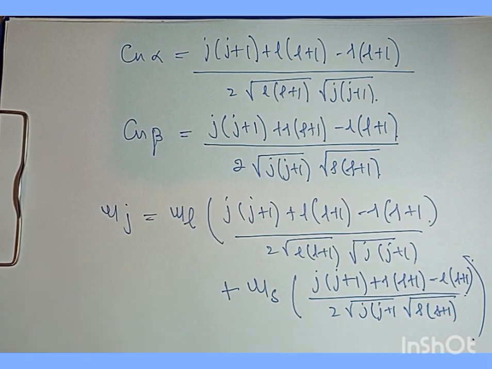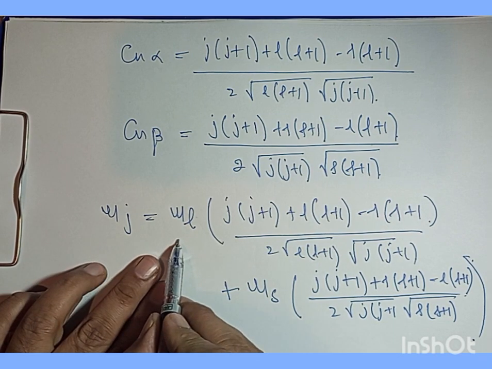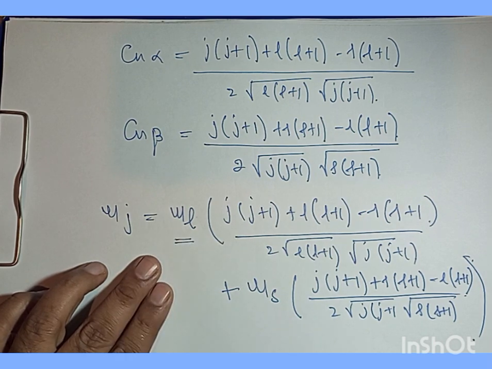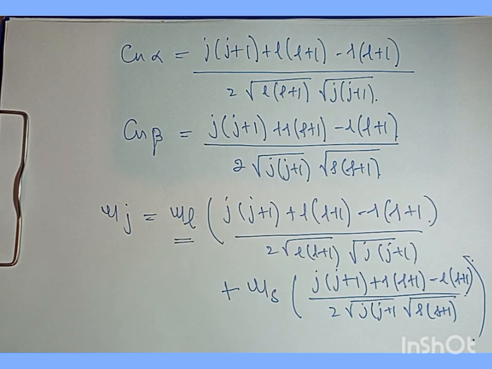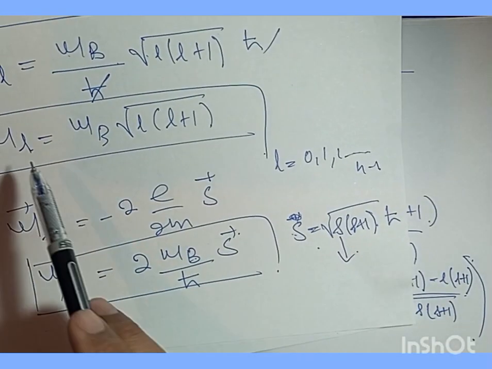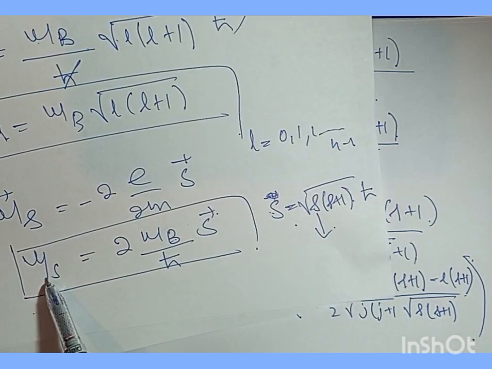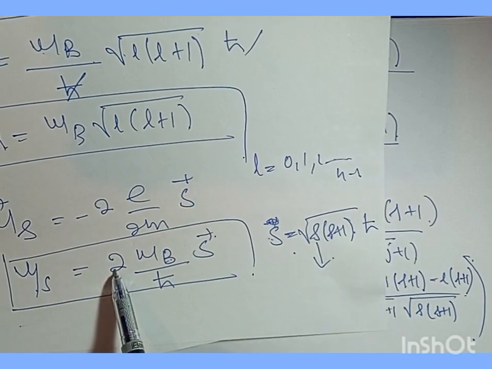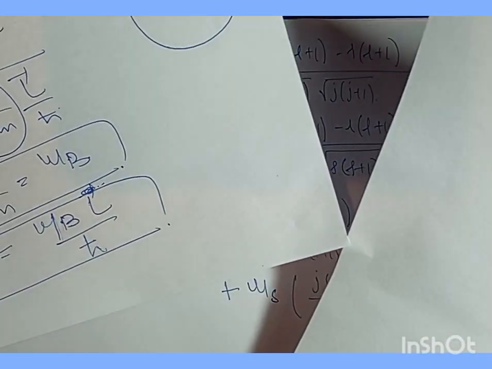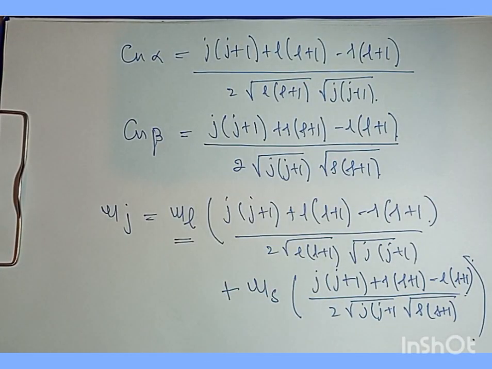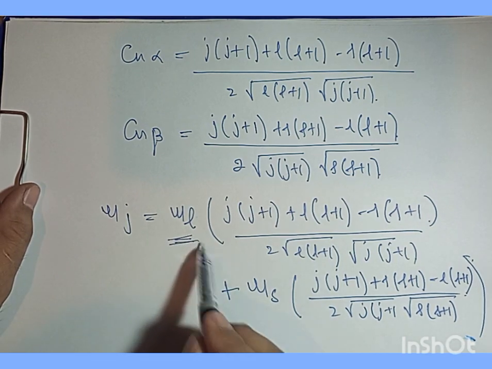All right, so this is the situation, but we have already calculated mu L in terms of Bohr magneton. These things we have already calculated, and we would like to see that. So for mu L, we have mu B under root of L times L plus 1, and for mu S we have 2 times mu B under root of S times S plus 1. All right, so let's go with that and use it for mu L and mu S, and see where we will reach from here.